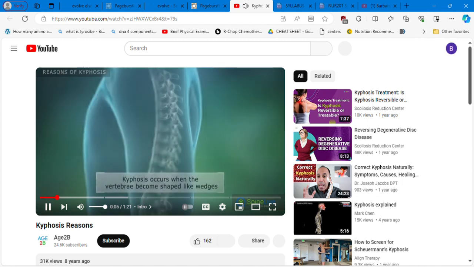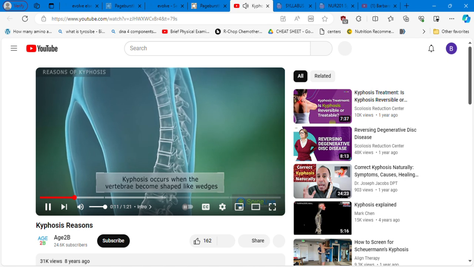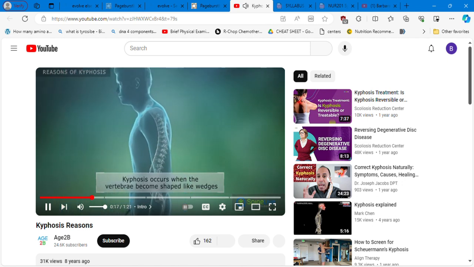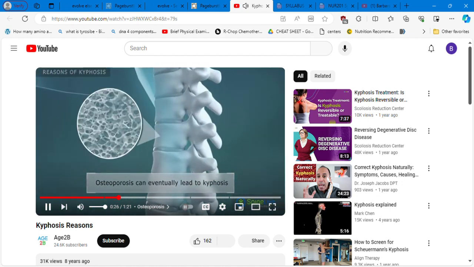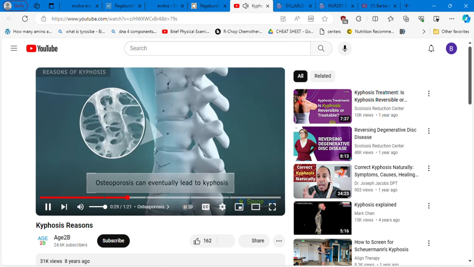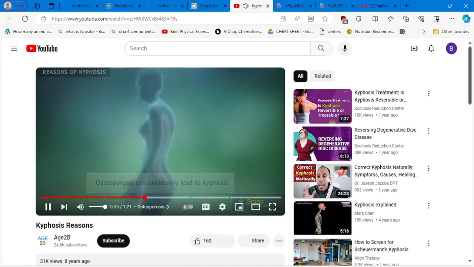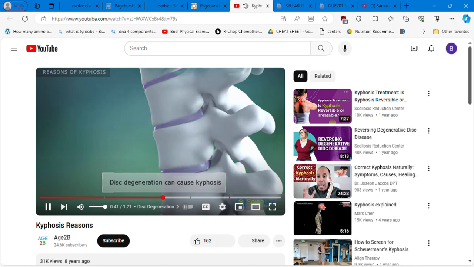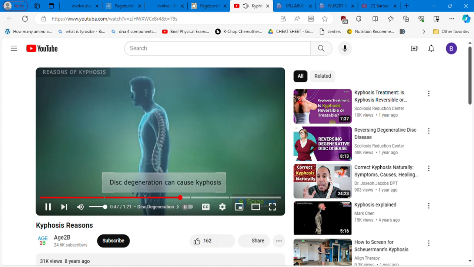The vertebrae of a healthy spine are shaped like cylinders and are stacked one on top of another. Kyphosis occurs when the bones in the thoracic region of the spine become shaped like wedges. This condition can be caused by different problems and diseases. Osteoporosis, which commonly occurs in postmenopausal women, can cause compression fractures of the vertebrae that can then lead to kyphosis. The intervertebral discs, found between the vertebrae, act like shock absorbers. Disc degeneration due to aging can cause kyphosis, as the discs dry out and shrink.